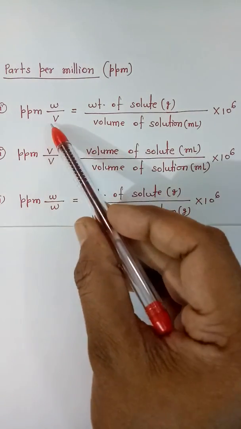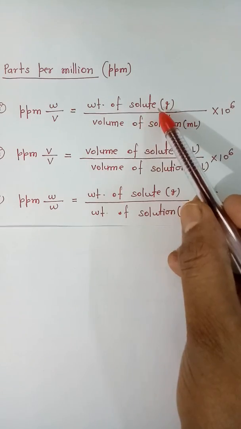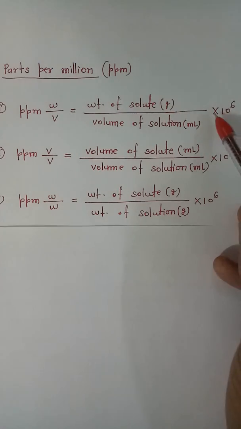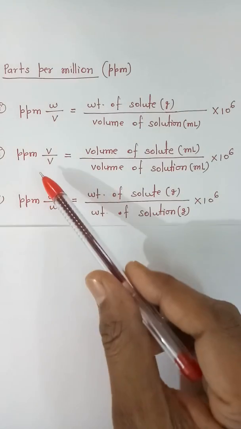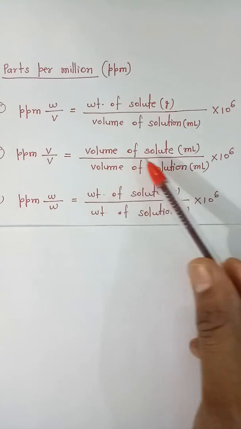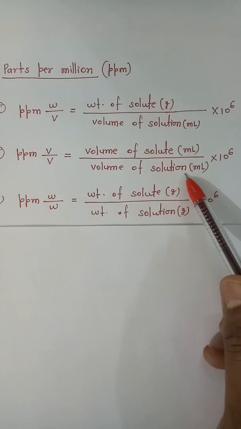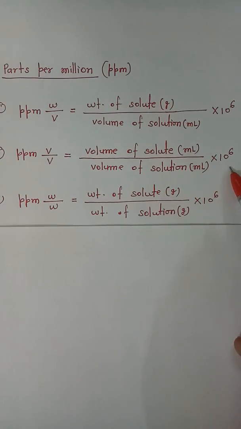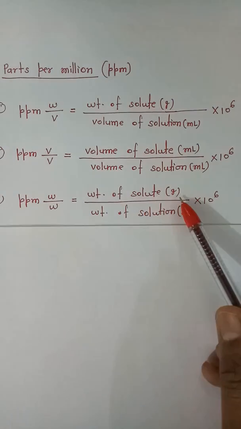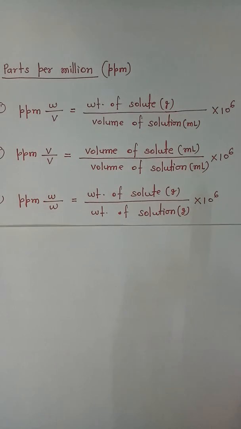So parts per million weight upon volume equals weight of solute in gram upon volume of solution in ml, multiplied by 10 to the power 6. Next, parts per million volume upon volume means volume of solute in ml upon volume of solution in ml, multiplied by 10 to the power 6. And parts per million weight upon weight means weight of solute in gram upon weight of solution in gram, multiplied by 10 to the power 6.